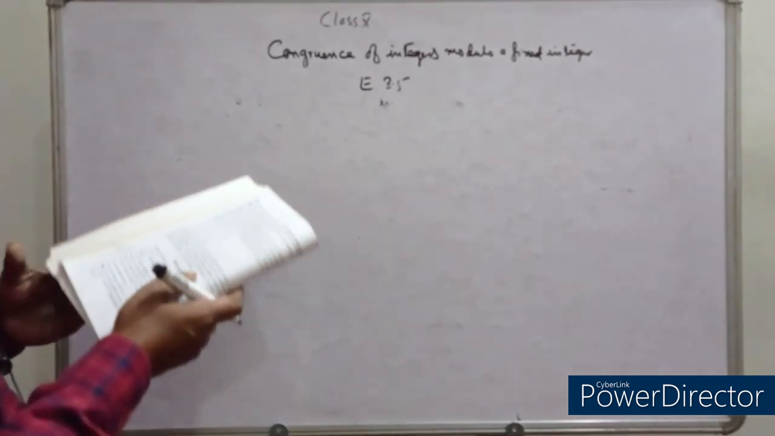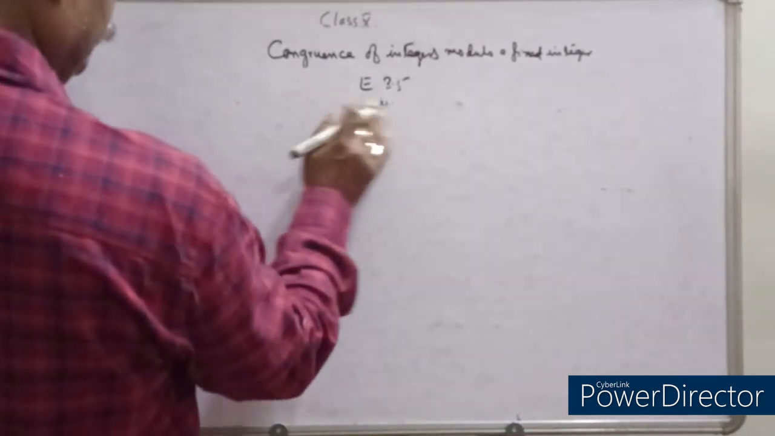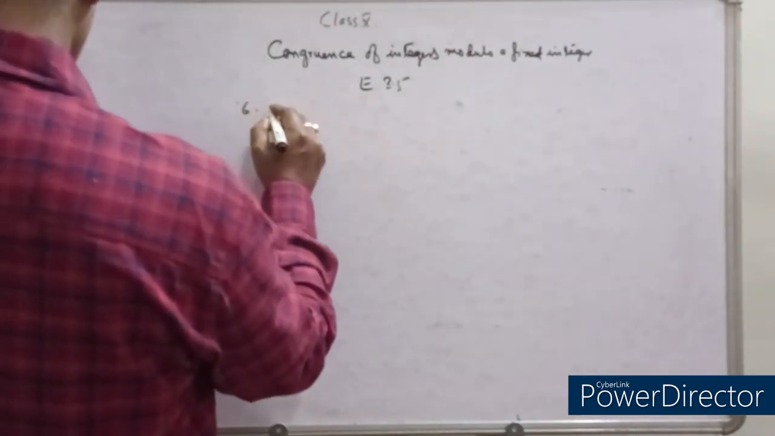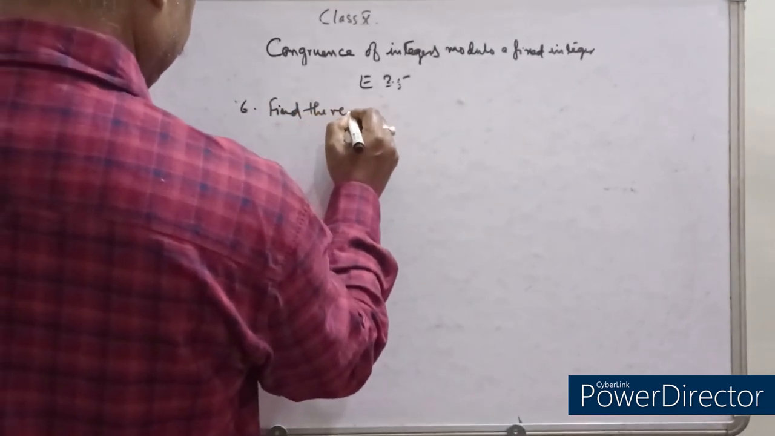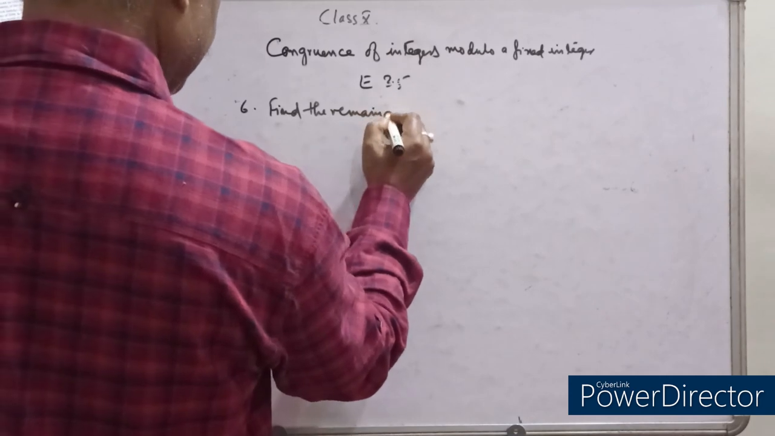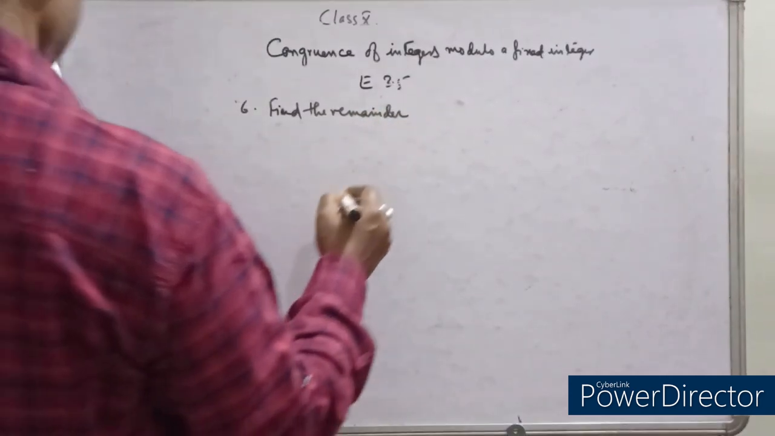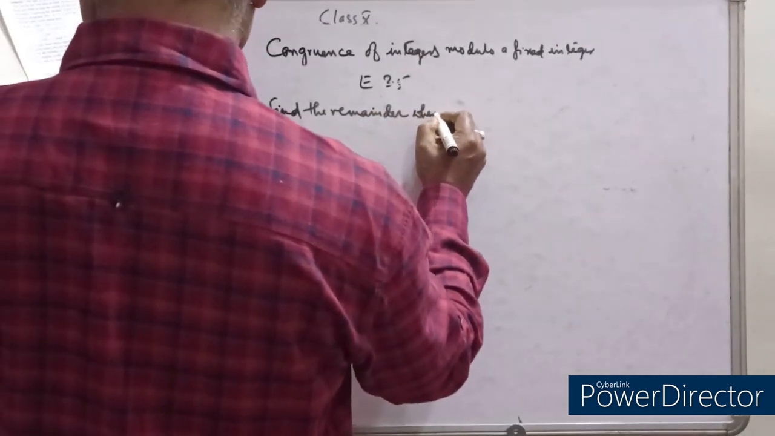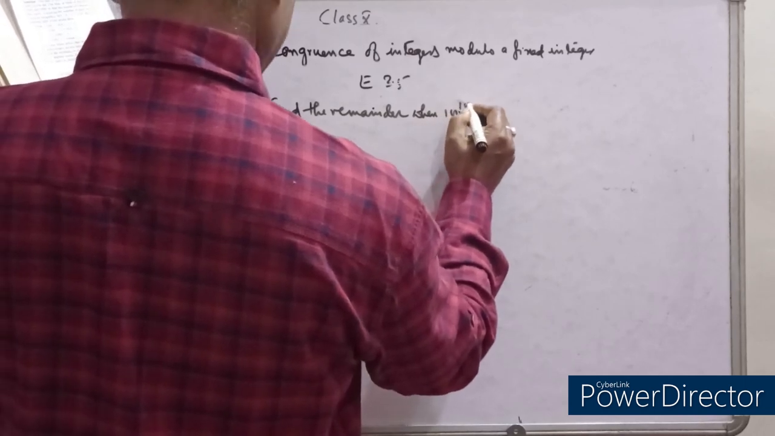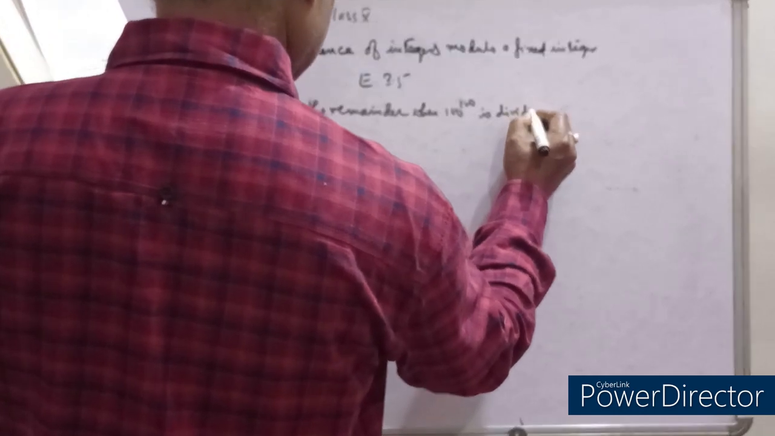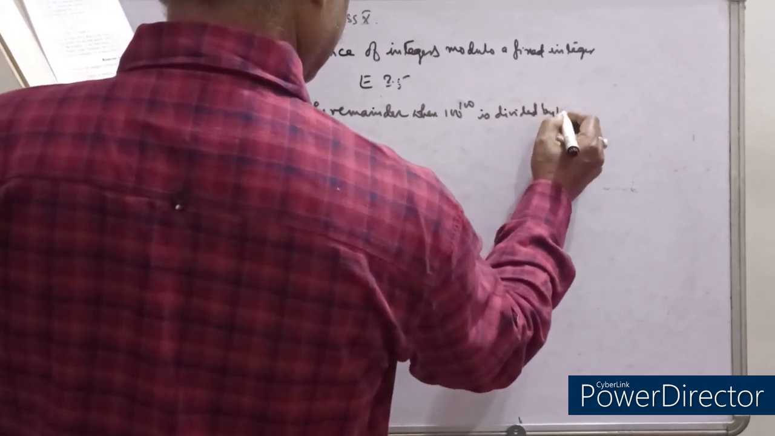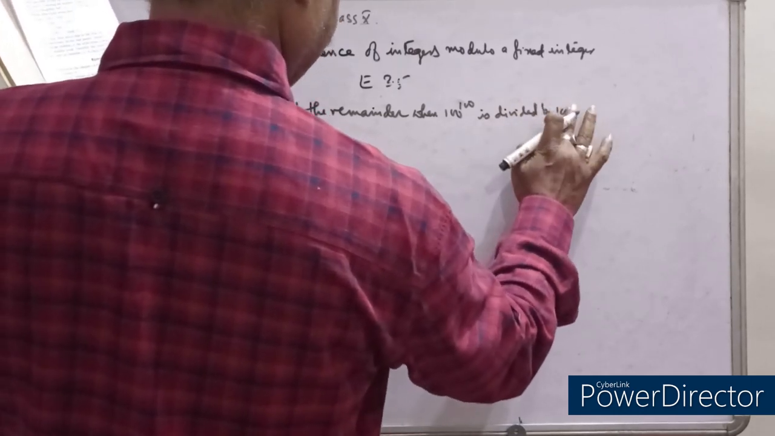Here your next question is, find the remainder. Question number 6. Find the remainder when 100 to the power of 100 is divided by 101. Oh, sorry, by 101.